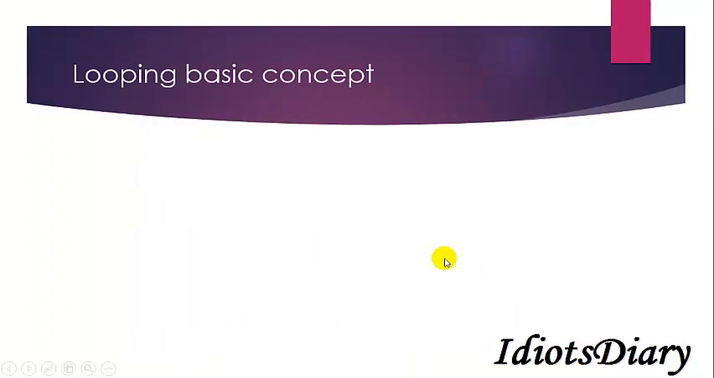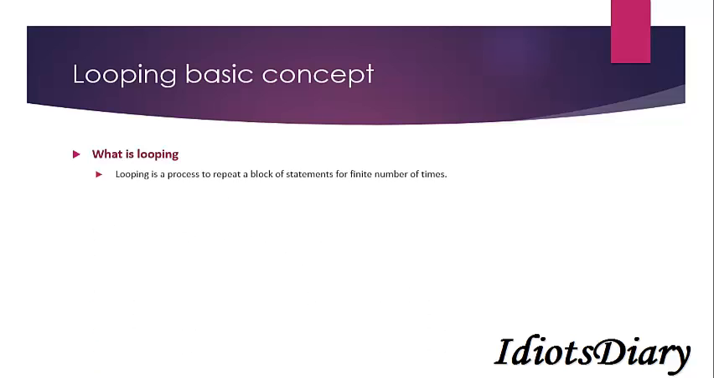So in the beginning, we want to know what a loop is. The word looping indicates repetition. So if you want to repeat something, then you can use the loop. In programming, looping is a process in which a block of statements can be repeated for a finite number of times.